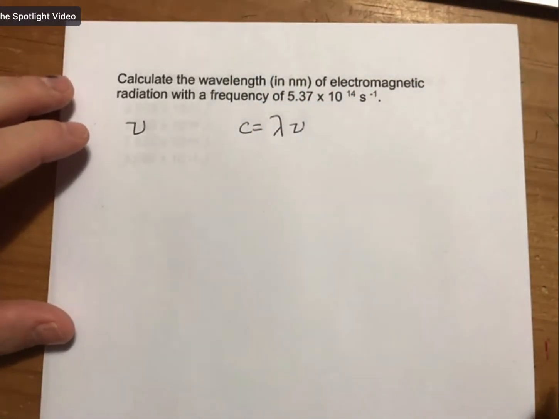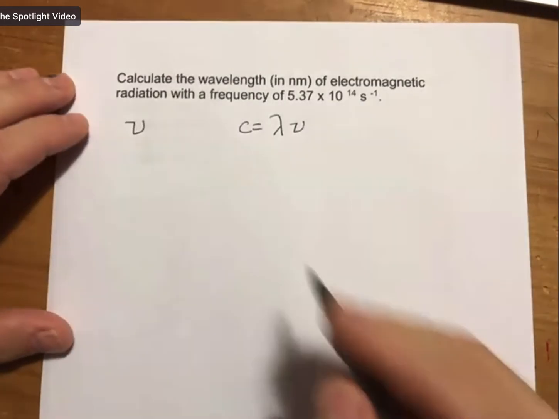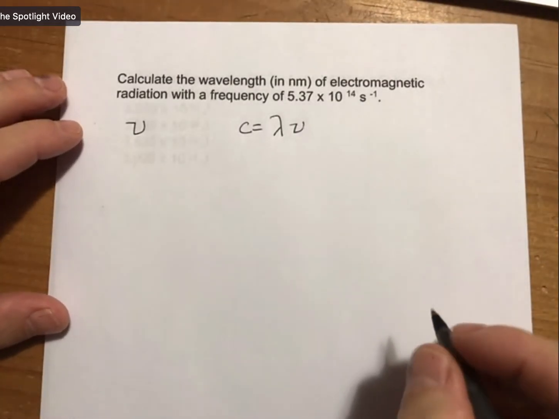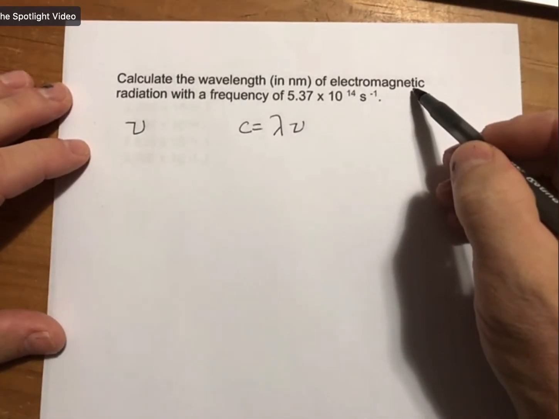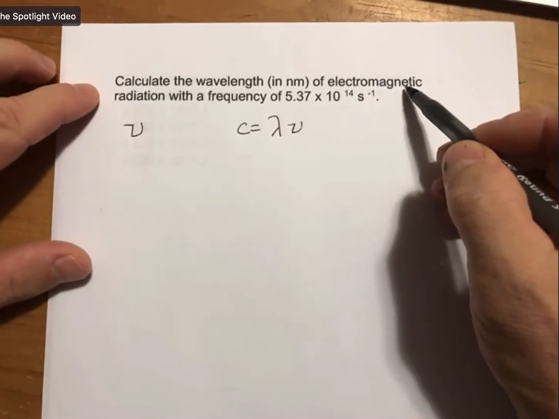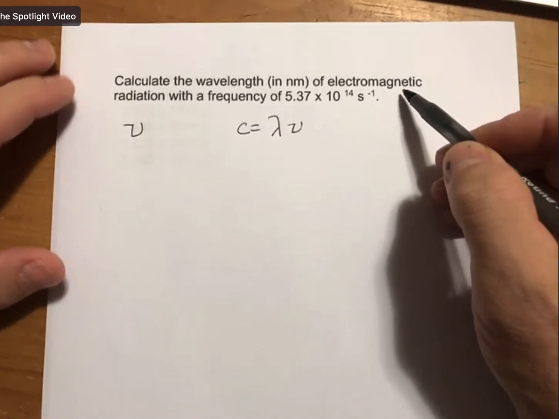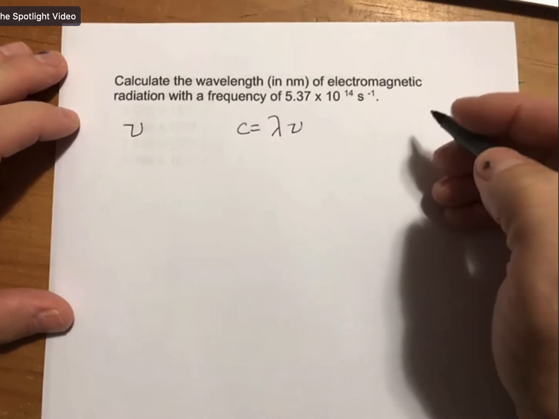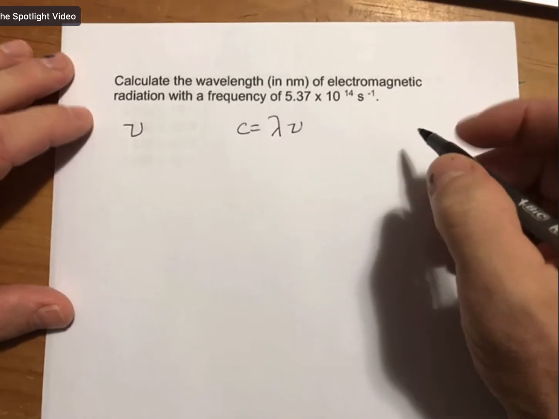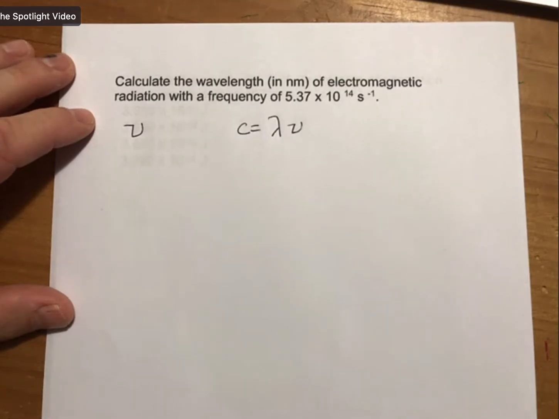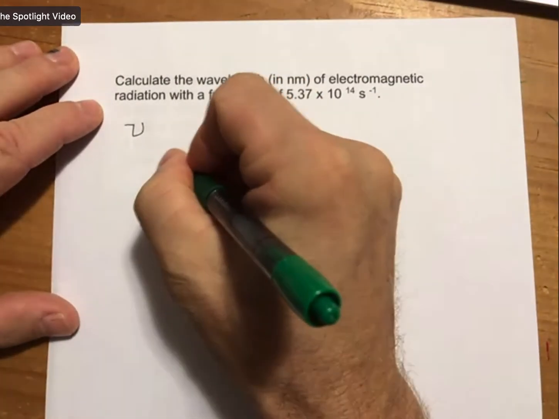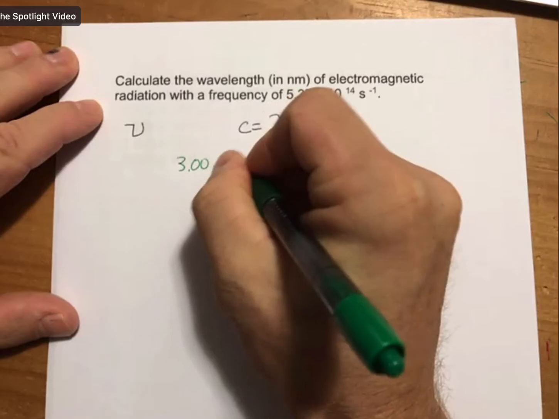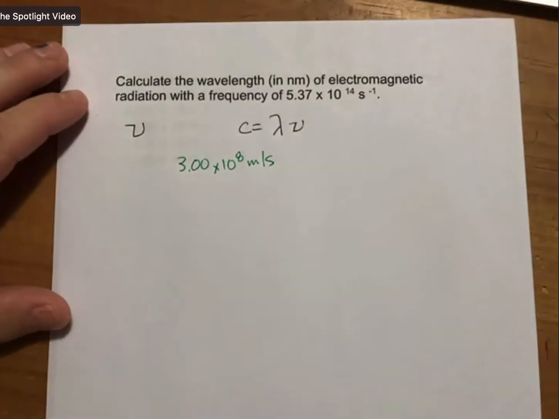C equals lambda times nu, where C is the speed of light in a vacuum. And in this class, we're going to use the speed of light and, as I called in the lecture outlines, the speed of all electromagnetic radiation, not just light, is 3.00 times 10 to the 8th meters per second. I'm going to start filling this equation in. So C is 3.00 times 10 to the 8th meters per second.